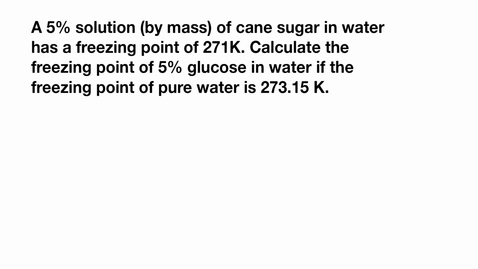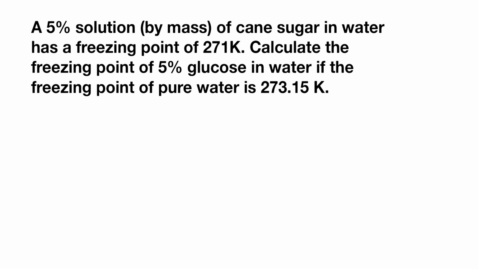Here they have given the freezing point of 5% solution of cane sugar in water. What is that? 271 Kelvin. And you have to find the freezing point of 5% glucose in water. Hope you understand. Now the freezing point of pure water is given, that is 273.15. Freezing point of pure solvent is given, that is 273.15 Kelvin.